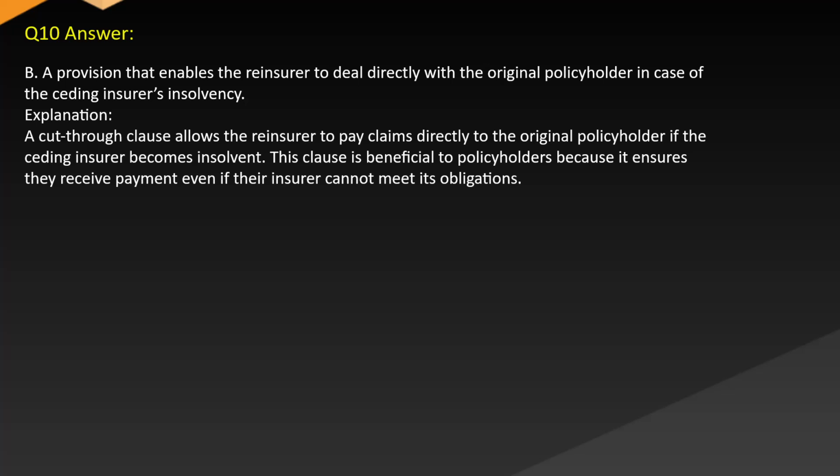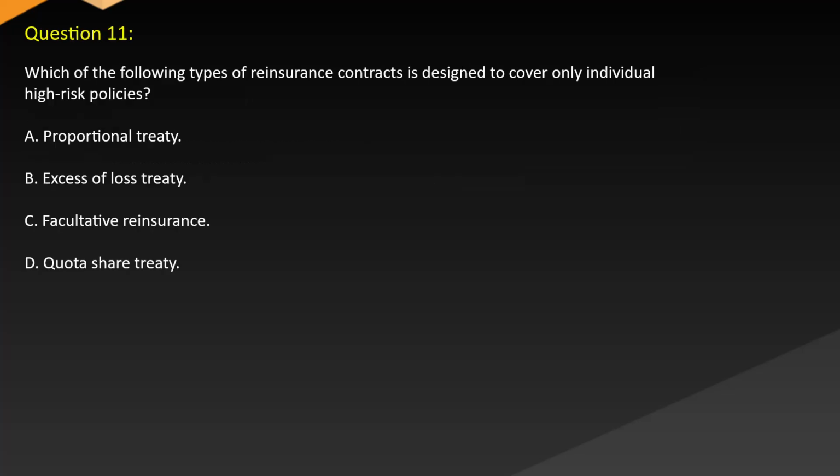its obligations. Question 11. Which of the following types of reinsurance contracts is designed to cover only individual high-risk policies? A. Proportional treaty. B. Excess of loss treaty. C. Facultative reinsurance. D. Quota share treaty.